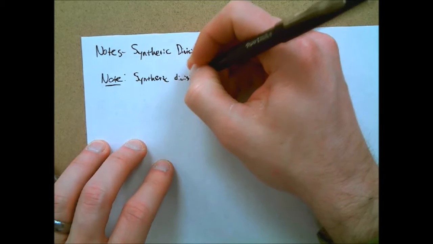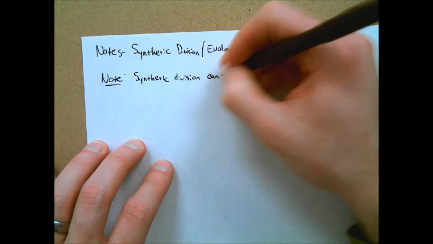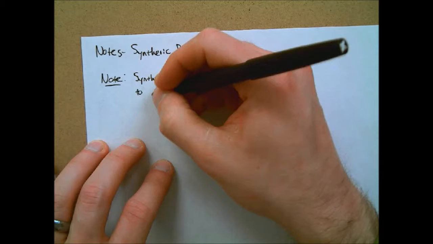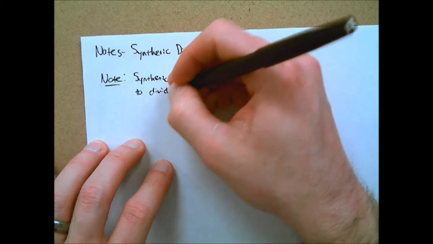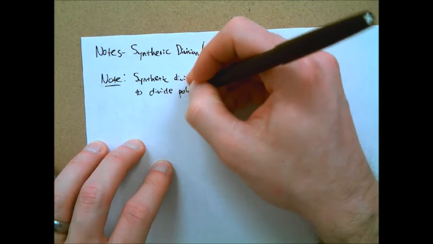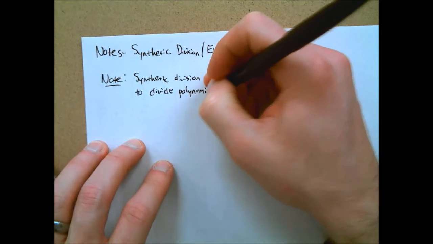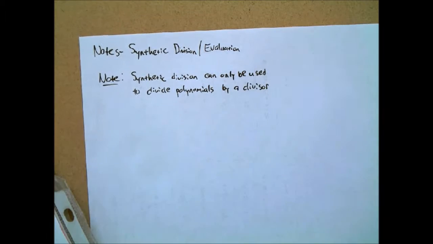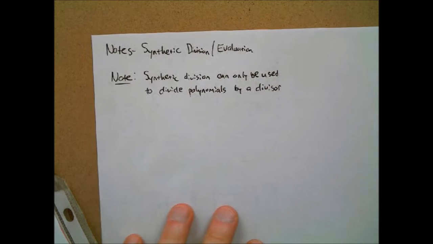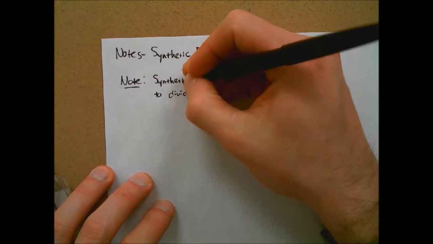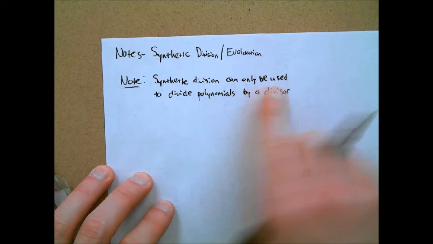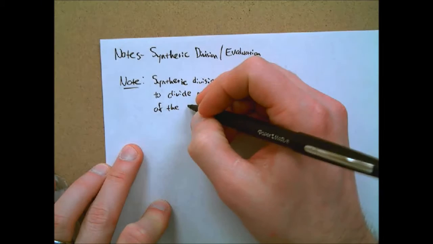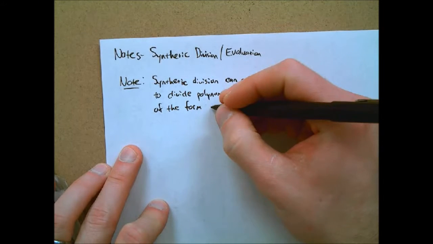Okay, just a quick note here: synthetic division can only be used to divide polynomials by a divisor. Divisor, by the way, is the thing that you are dividing by. That's what divisor means. So synthetic division can only be used to divide polynomials by a divisor of the form x minus k.